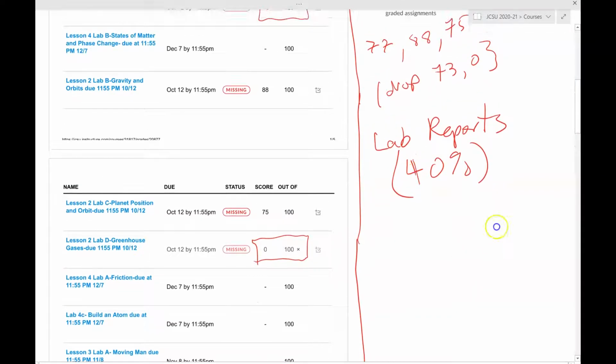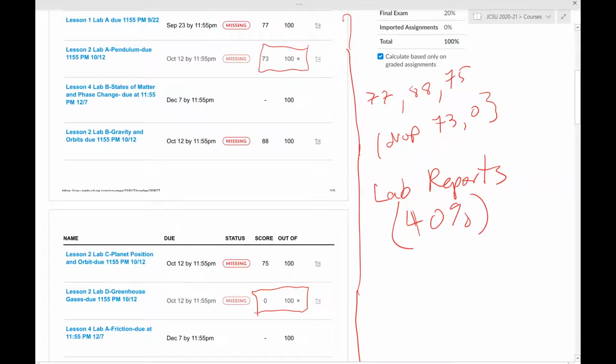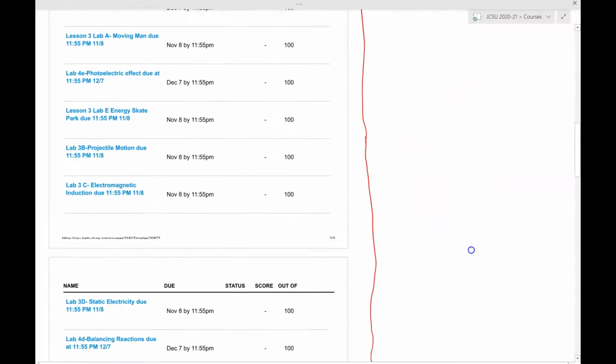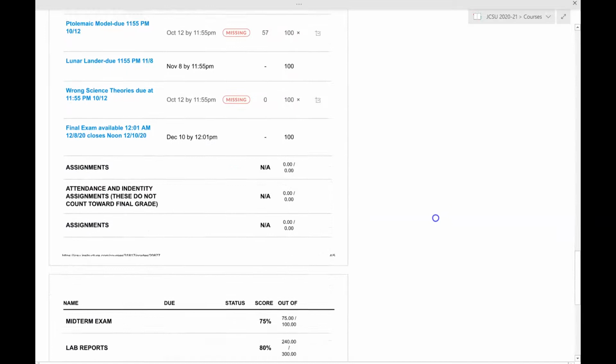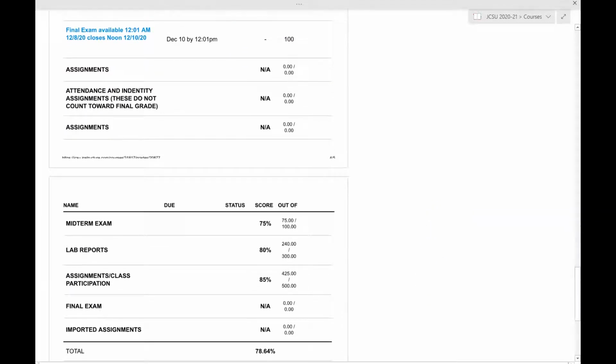So those added up: 77, 80, 88, and 75. Those should average up to something probably in the high 70s, and we could calculate that, but we should have that number down here. Lab reports are right at 80%, as it turns out.